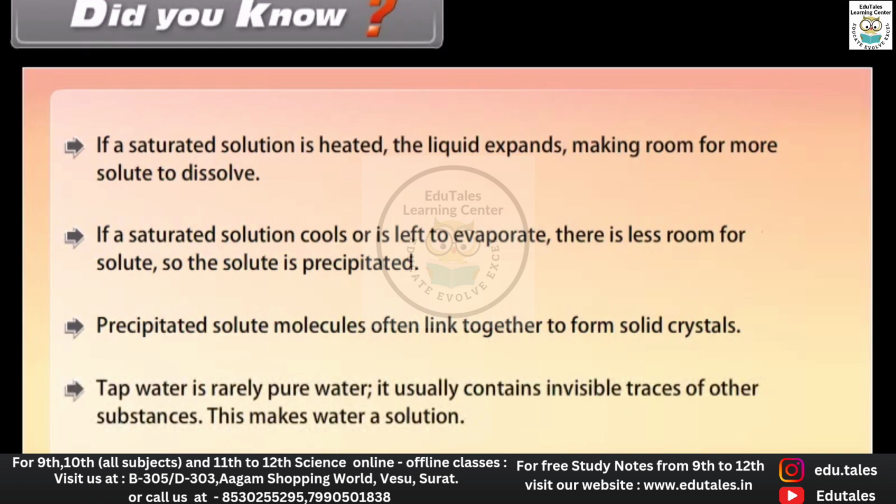Tap water is rarely pure water. It usually contains invisible traces of other substances. This makes water a solution.